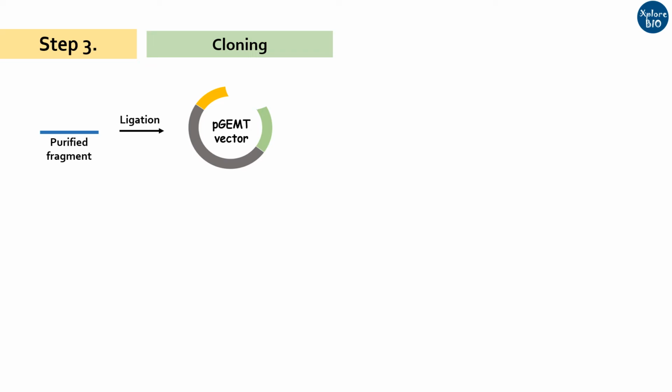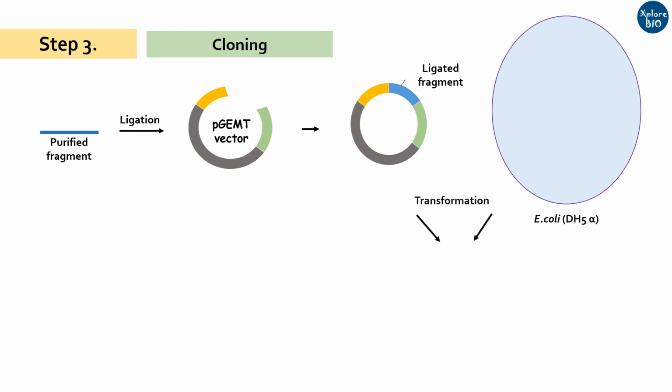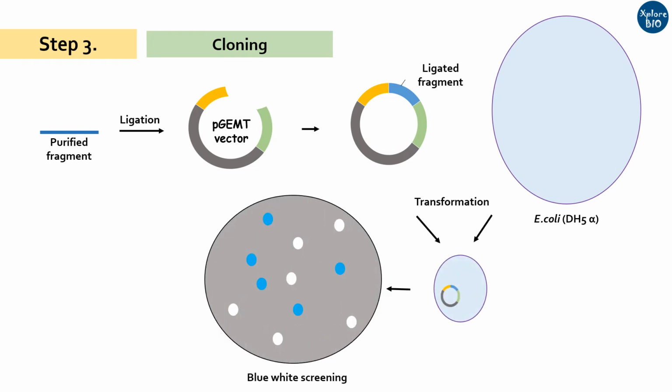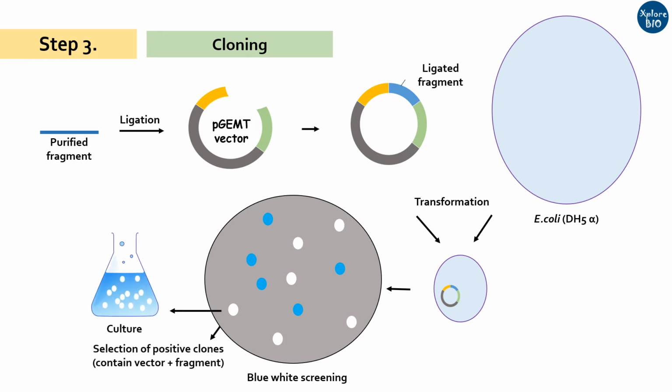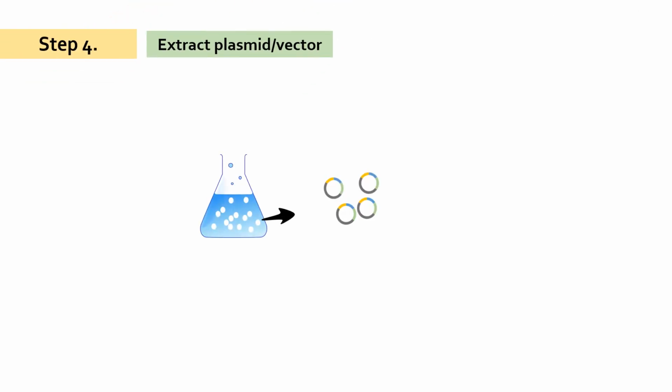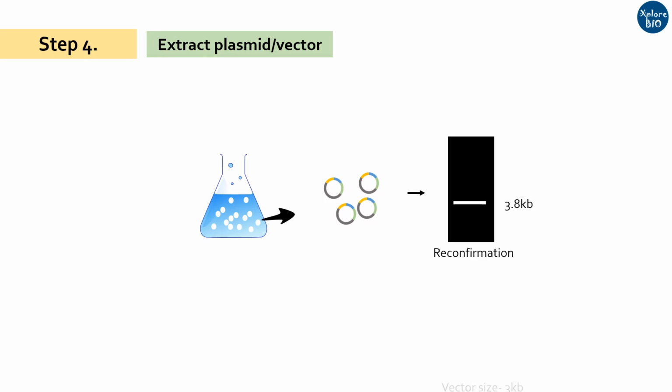Once cloned, the vector containing the fragment is transformed to a competent cell of E. coli and cultured to increase the number of vector copies. The colonies containing positive clones are selected on the antibiotic plates based on the blue-white screening procedure. Next, you extract the vector or the plasmid and quantify it and check on the agarose gel. You should get a single band of size of vector plus the amplicon.